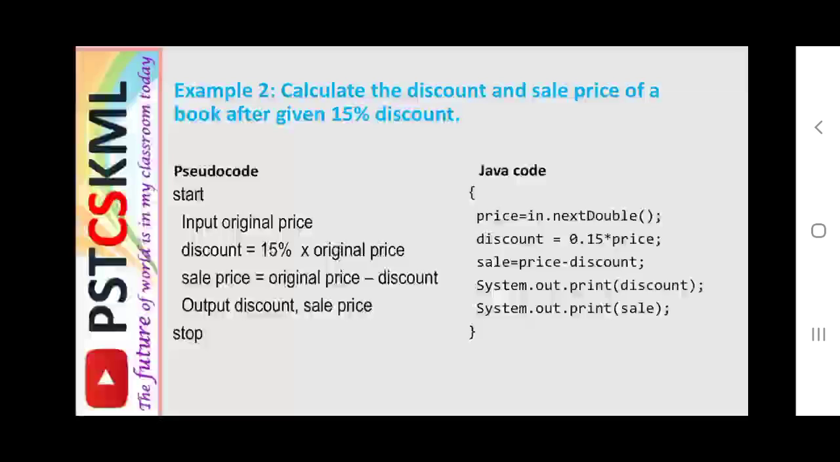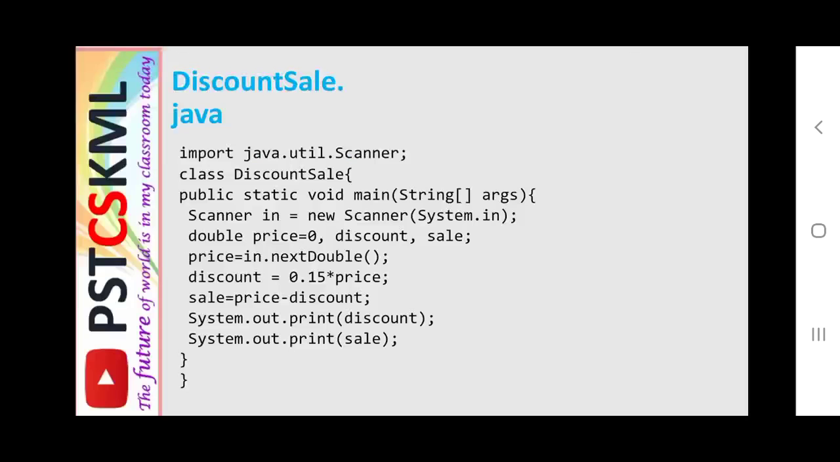Sale equals price minus discount. Okay. Then System.out.print discount, System.out.print sale. So let me see the full coding. The full coding is Scanner in is Scanner, so double price, double discount and double sale, all declared as double, floating point. Your price is in.nextDouble, then you find the calculation for discount. From this coding you can see that every Java statement ends with a semicolon.